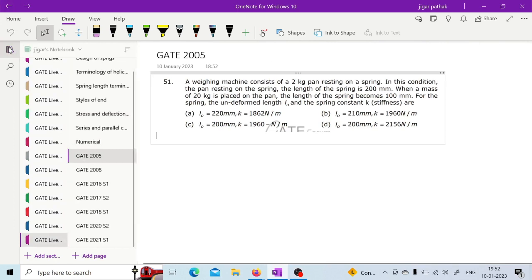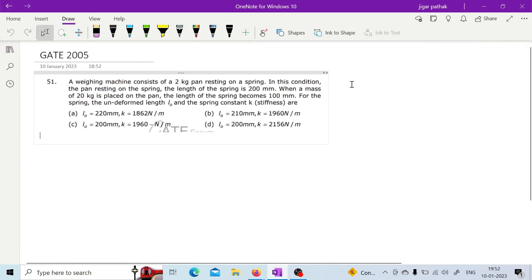Now if you go by different questions asked in GATE, then in GATE 2005 they have asked that a weighing machine consists of a 2 kg pan resting on a spring. In this condition, with the pan resting on the spring, the length of the spring is 200 mm. When a mass of 20 kg is placed on the pan, the length of the spring becomes 100 mm. Find the undeformed length L0 and the spring constant K of the spring. So, can you try this one?